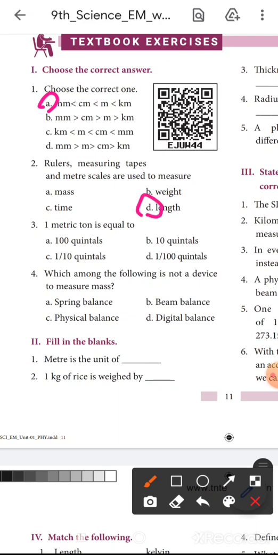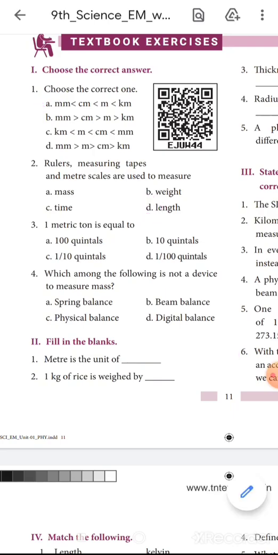Okay. Next, fill in the blank. Second Roman. Meter is the unit of dash. Answer is length. Length. Answer is length. That's all.